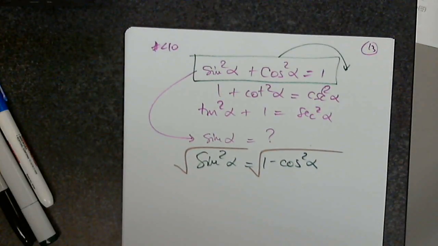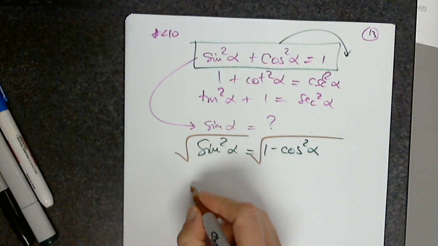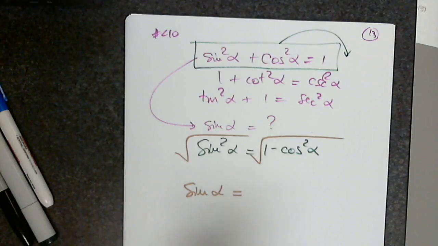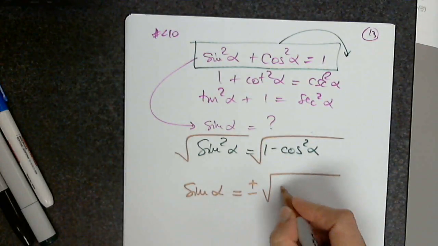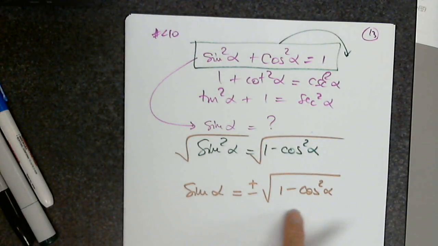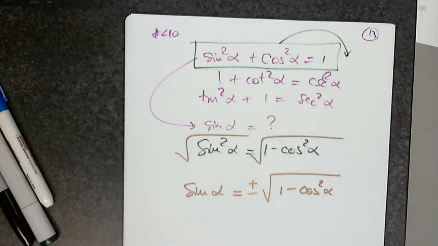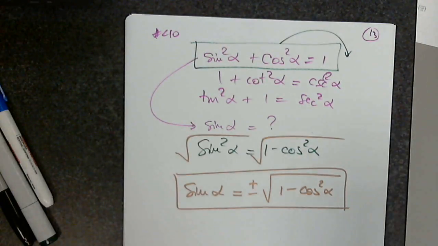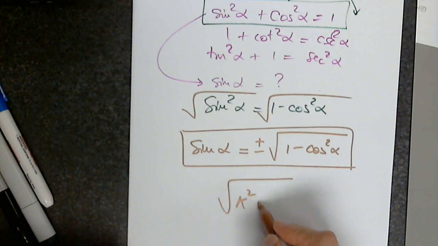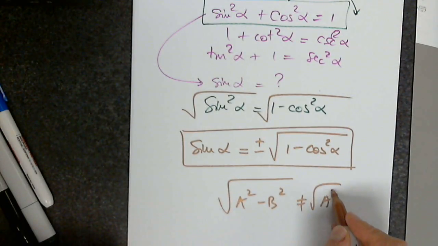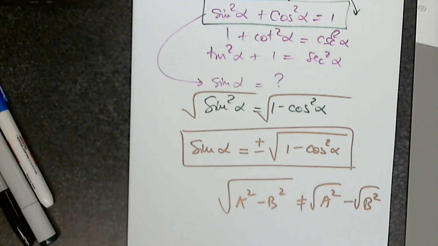And what do I get when I take the square root? Careful. I cannot miss something in front. Exactly. Plus or minus the square root of 1 minus cosine squared alpha. We cannot simplify this. We cannot take square roots from differences. So don't even attempt anything here. Please remember that's crucial. The square root of a squared minus b squared does not equal the square root of a squared minus the square root of b squared. Please remember that. Okay, good.